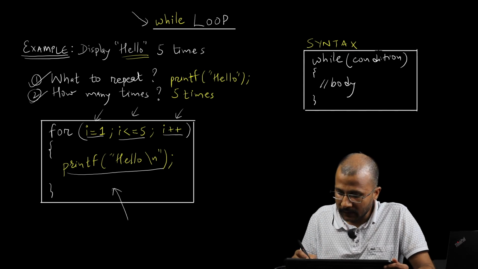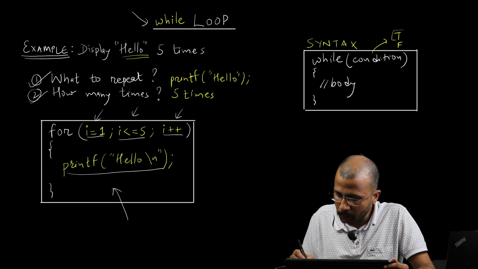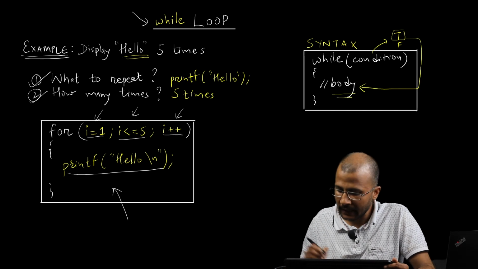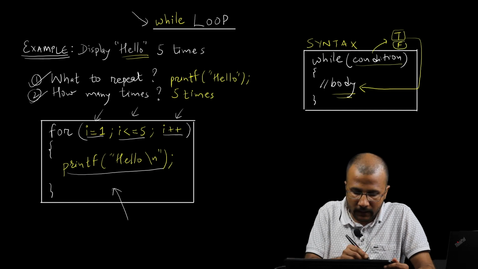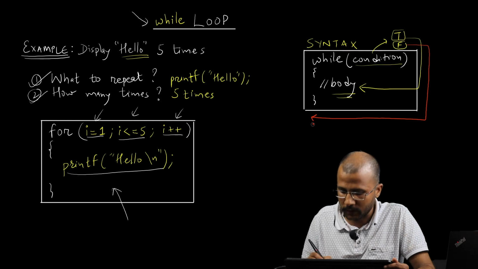Now this condition may evaluate to either true or false. Whenever this condition evaluates to true, it will go inside the body and the body will be executed. And whenever the condition evaluates to false, it will exit. That means it will come outside of the loop. This is how it works.